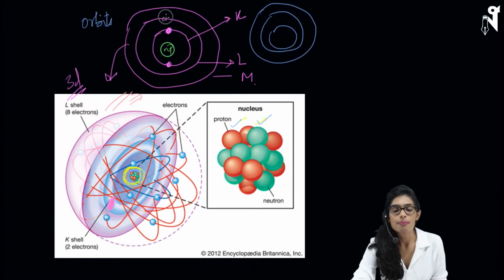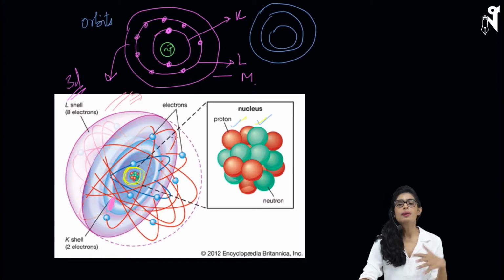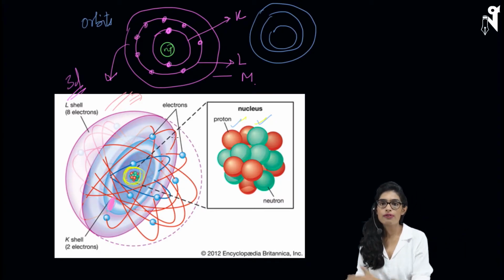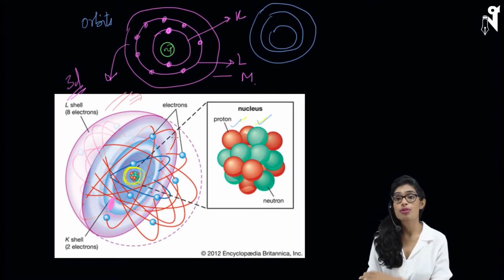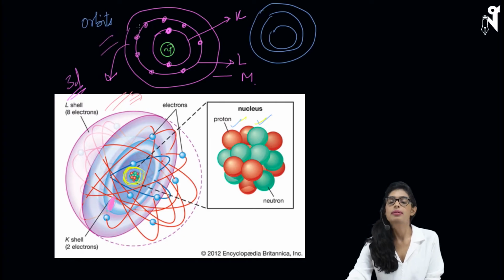L shell has the capacity of carrying 8 electrons at a time. And all these 8 electrons will revolve around the nucleus here itself. 1, 2, 3, 4, 5, 6, 7, and 8. And so on. So we'll be learning this in this chapter. Going forward, first we will understand what electrons, protons, and neutrons are, how the discovery was made, and then we'll get into depth of this as well.